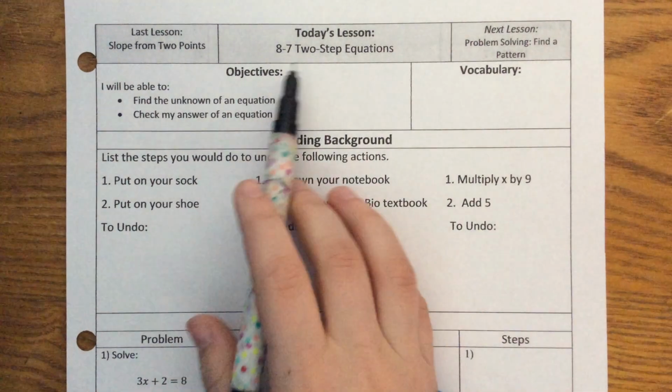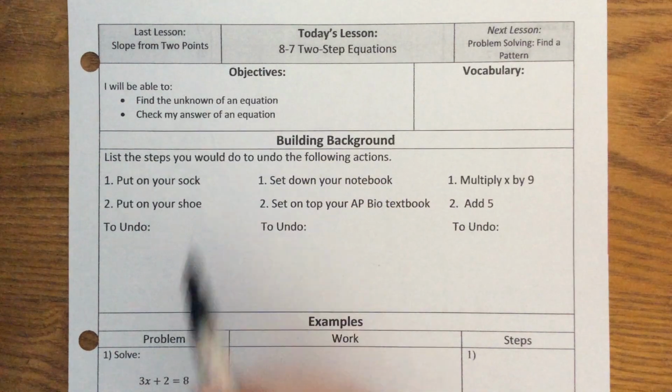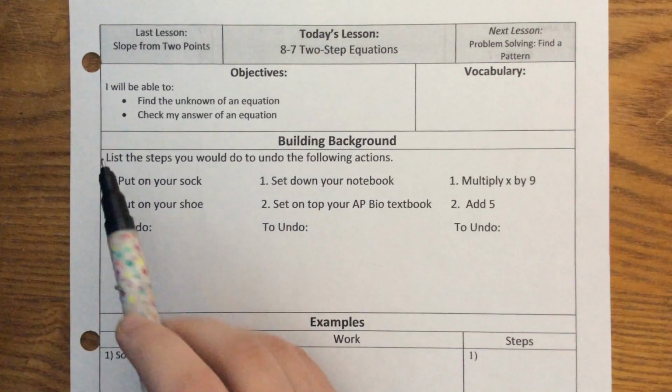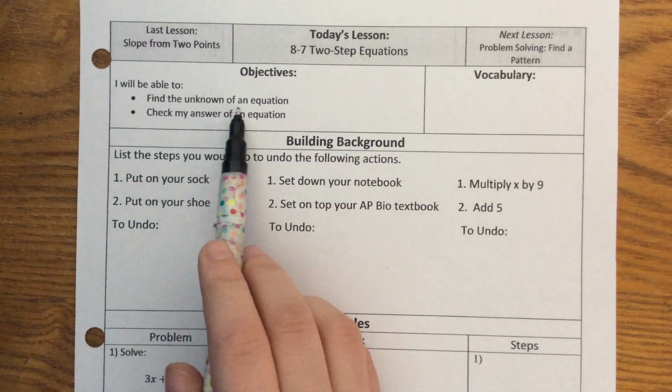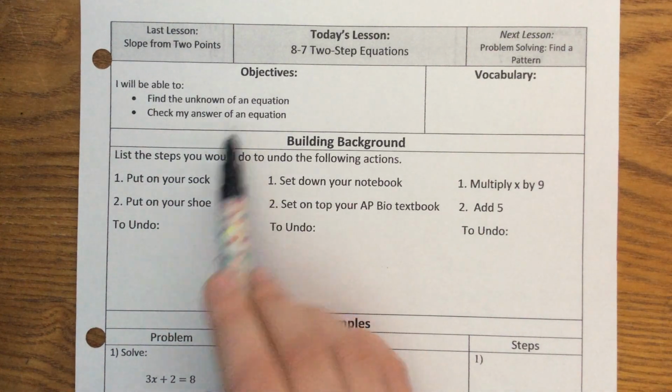All right, so today we're going to do two-step equations. So we've done one-step equations, like where it says x plus 3. But here we have like 3x plus 2, so there's two parts to it. So today we'll be able to find the unknown of an equation, and we'll be able to check my answer of an equation.